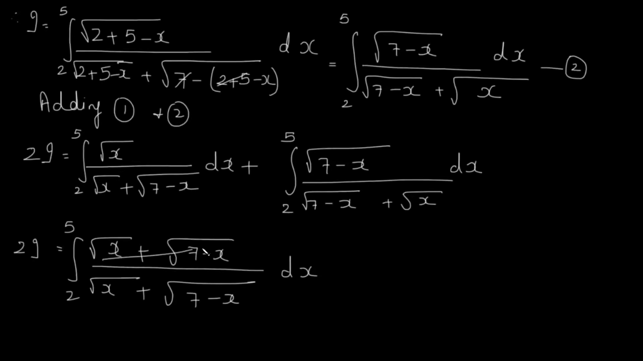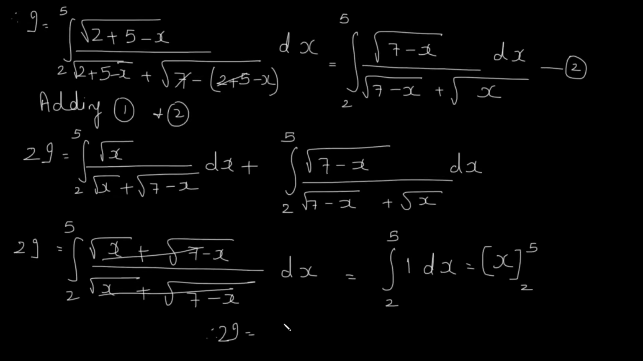Now we see that the numerator and the denominator being the same, we can cancel them out, and thus we get the integral from 2 to 5 of 1 dx. You know that the integral of 1 is x, and therefore we get x from 2 to 5. So 2I is equal to x from 2 to 5. We put the upper limit first, so 5 minus 2, which becomes 3. And therefore our final answer comes out as I is equal to 3 upon 2.